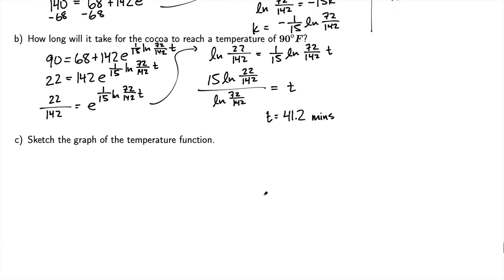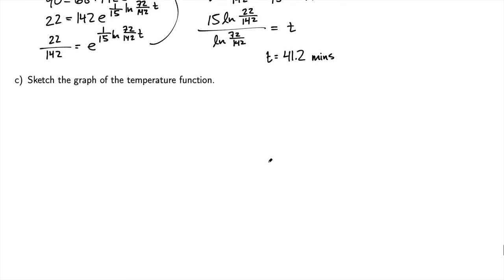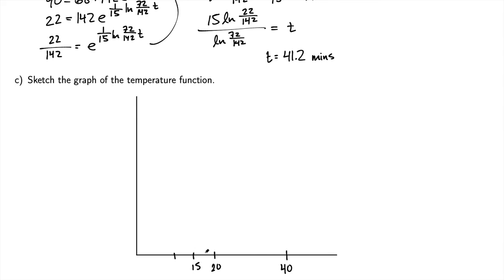And then for part C, we want to sketch the graph of this function. So we can go ahead and use what we already have, as well as some reasoning about what this function is doing. We've gotten up to about 40 minutes, and we talked about what happened at 20 minutes and at 15 minutes. So we can plot those points. We know that our surrounding temperature is 68, and we started up at, maybe I should be a little more careful here about my scaling.